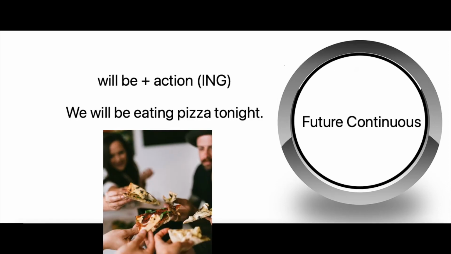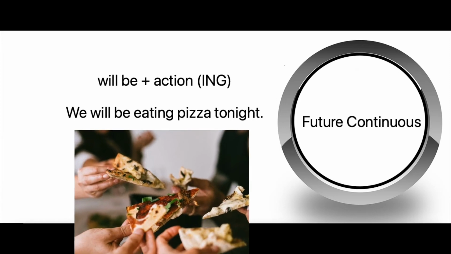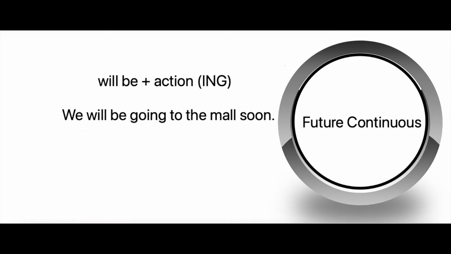We're saying will be shining. Now here we're saying be and not been. Will be, because it's the future continuous tense. I hope it will be shining tomorrow. The sun will be shining tomorrow. When you say will be, the verb or the action is being. So we could say, we will be eating pizza tonight. We will be going to the mall soon.